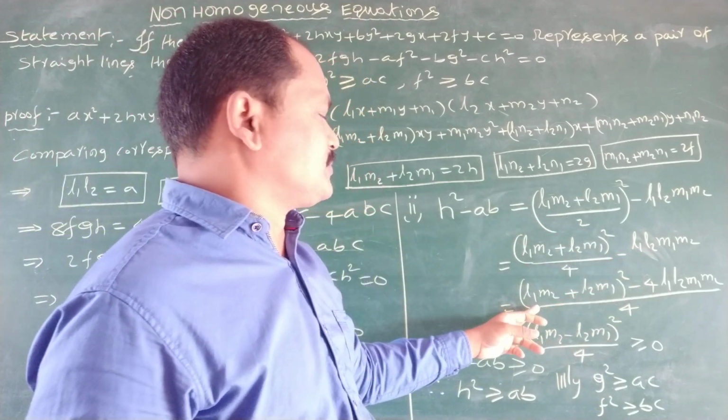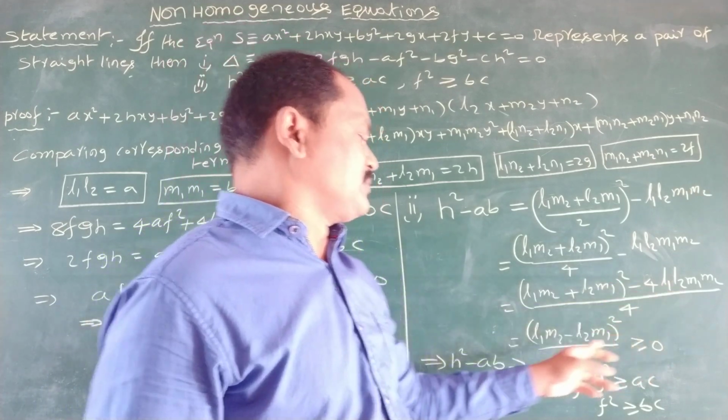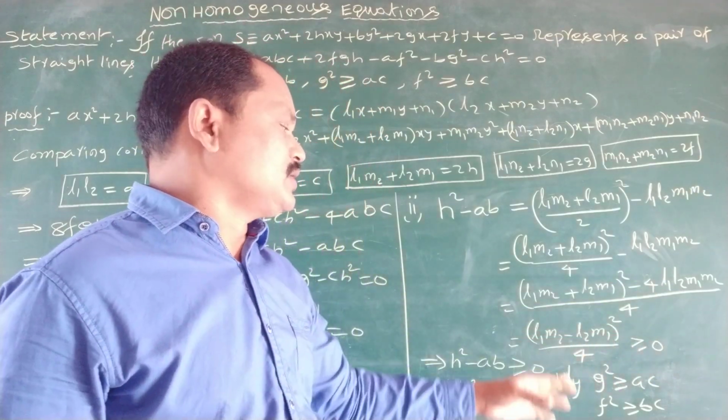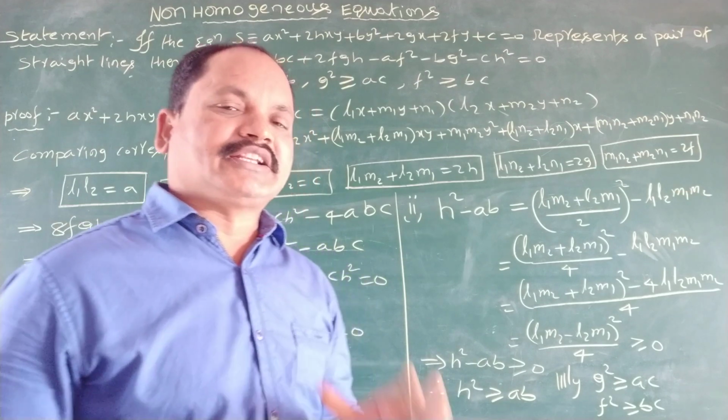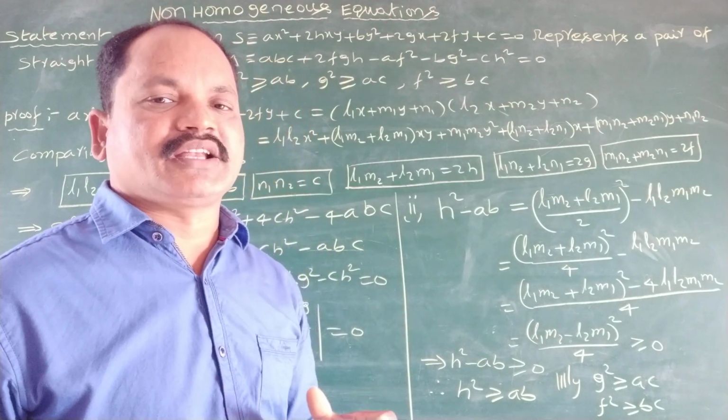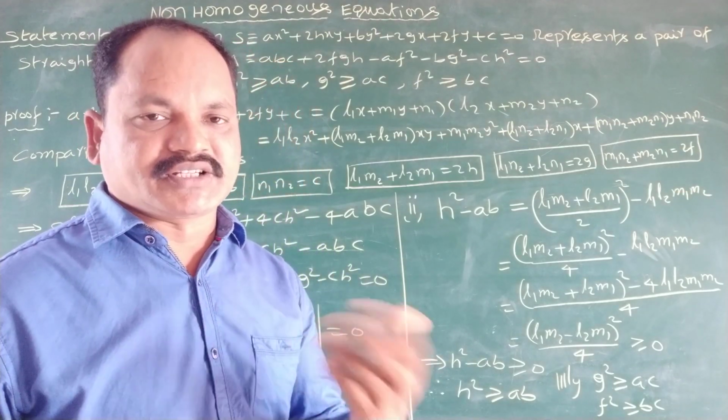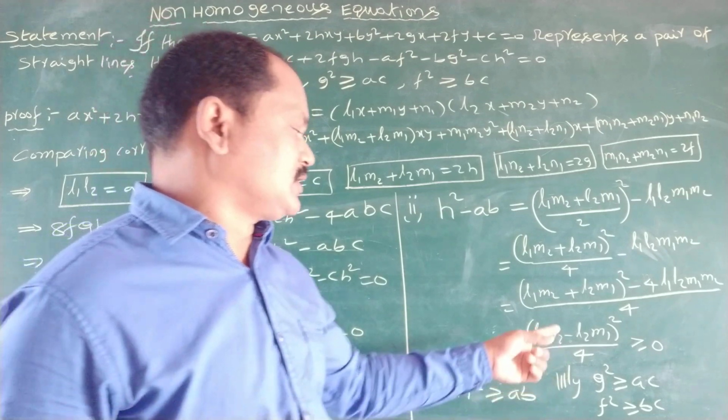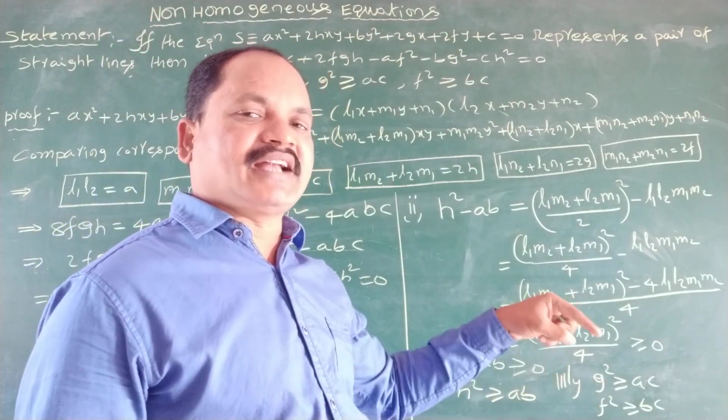Take LCM. Now observe here. A plus B whole square minus 4AB is nothing but A minus B whole square by 4. So A minus B whole square, that is a perfect square. A perfect square is never negative, always positive. That's why it is positive. Maybe chance 0.